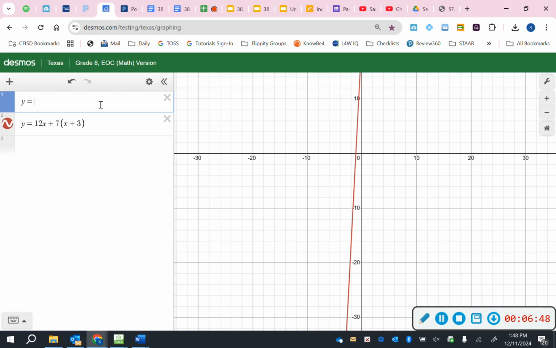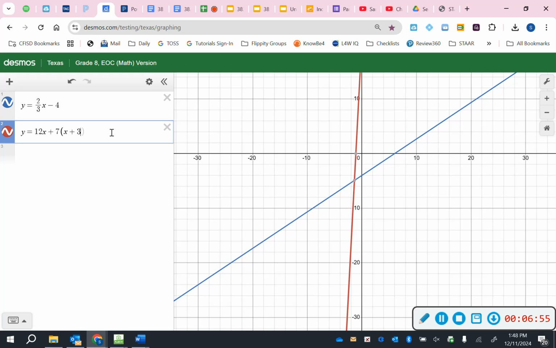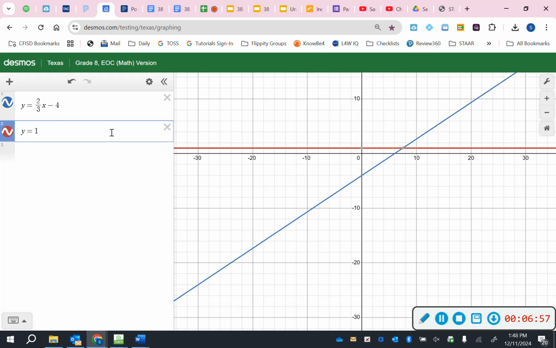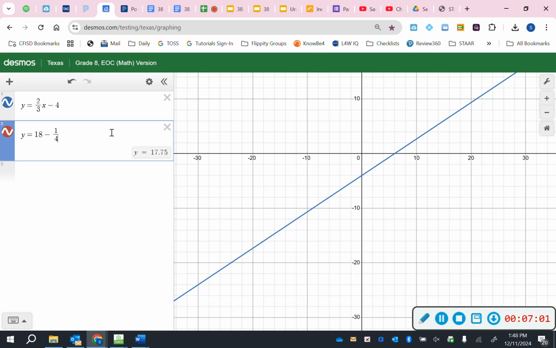So y equals 2/3 x minus 4. Y equals 18 minus 1/4 x. Click on where they cross. My answer is the first number, x equals 24.